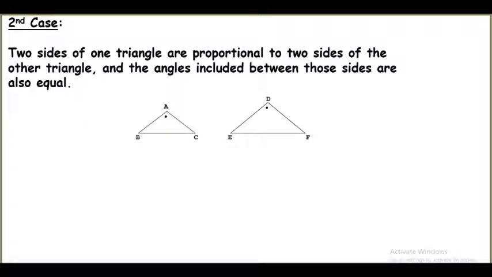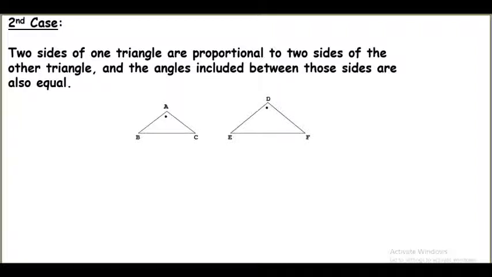In order to prove that these two triangles are similar, I have to find two sides of the triangle ABC that are proportional to another two sides in the triangle DEF. And at the same time, the angle included between these two proportional sides in the triangle ABC must be equal to the angle included between these two proportional sides in the triangle DEF.